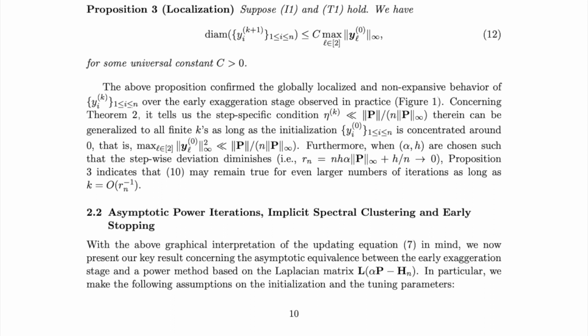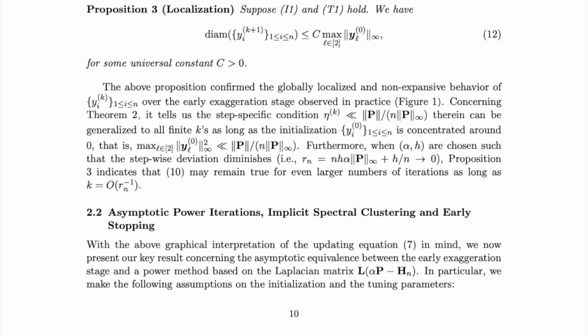Suppose I1 and T1 hold. We have C formula for some universal constant C bar greater than 0. The above proposition confirmed the globally localized and non-expansive behavior of y of k, i, 1 less than or equal to i less than or equal to n over the early exaggeration stage observed in practice, figure 1.